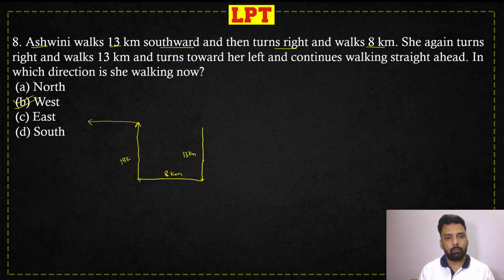She traveled 13 kilometers first towards south, then a right, which means 90-degree clockwise, 8 kilometers, then a right turn again 90-degree clockwise, and then took a left, which is 90-degree anti-clockwise. She is finally traveling in the direction west.